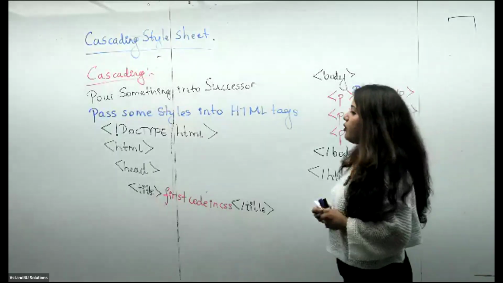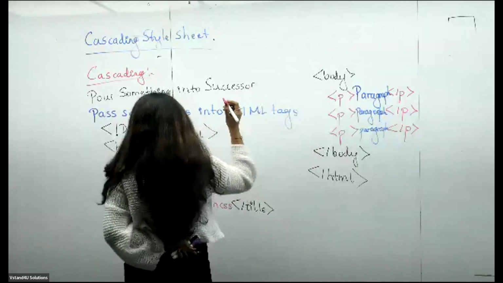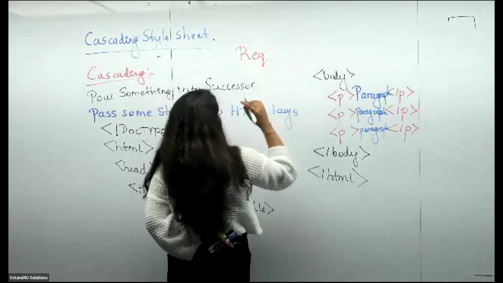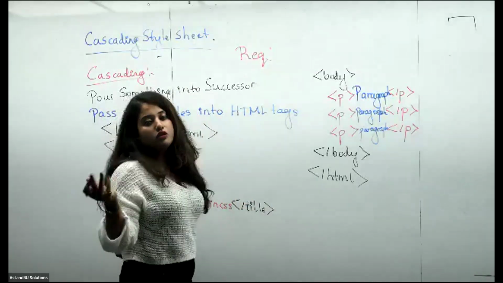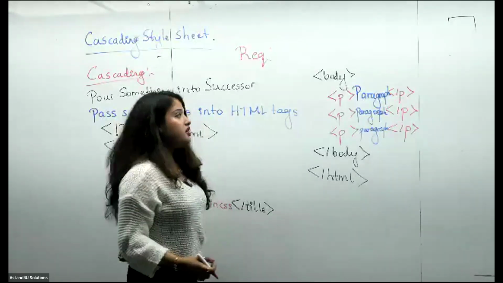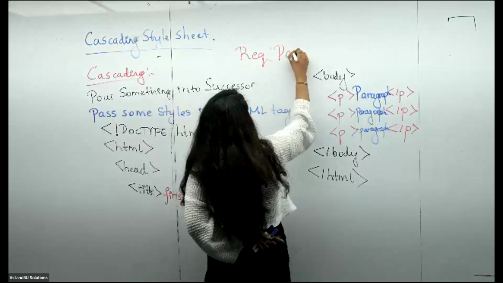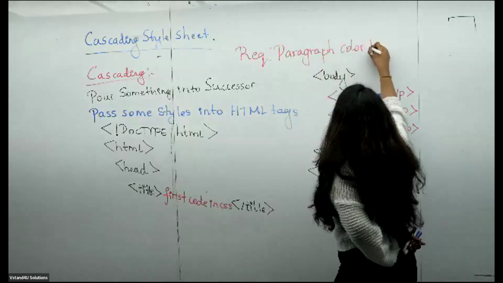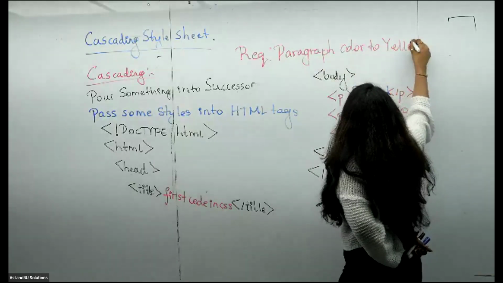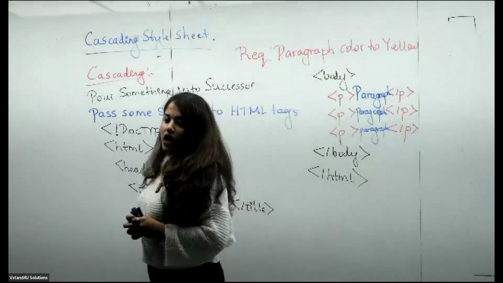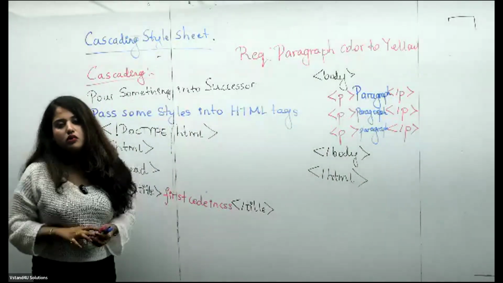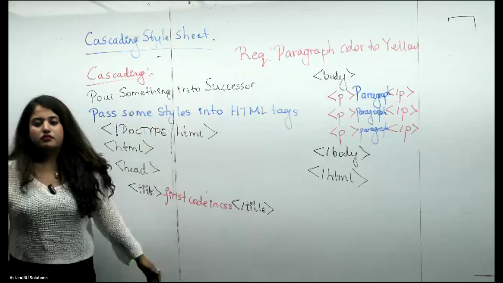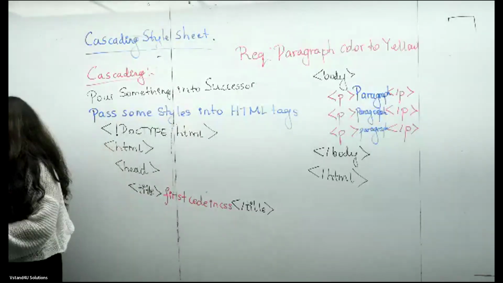So now my requirement is, what do you mean by requirement? My requirement means I want it to be written in some other manner using CSS. My requirement is I want to change all the paragraph colors to yellow. How will you change the color by using HTML only?